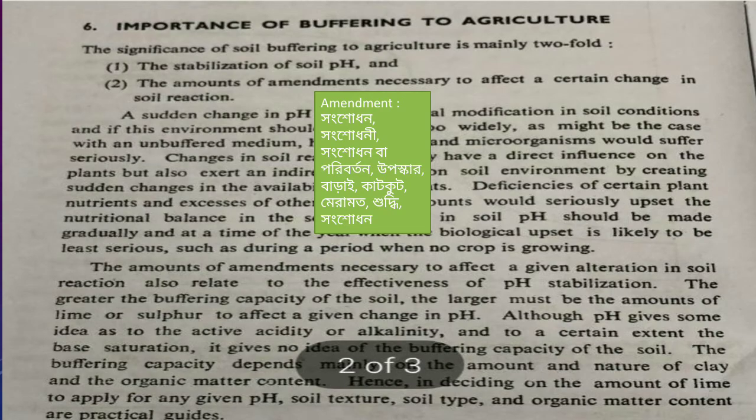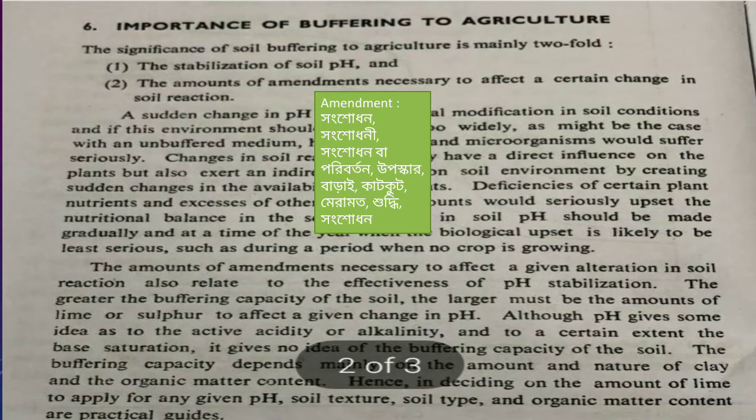Now, this is the next slide. Importance of buffering in agriculture. The significance of soil buffer to agriculture is mainly twofold: the stabilization of soil pH and the amount of amendment necessary to effect a certain change in soil pH.